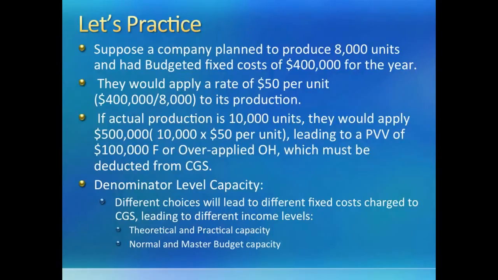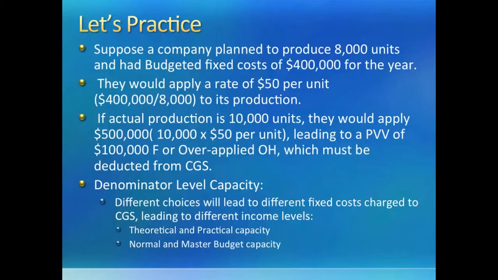Since their fixed cost at the beginning of the year were only 400,000, this is going to lead to a production volume variance of 100,000. Favorable. Why is it favorable? Because your costs were 400,000, but you applied 500,000. In other words, you over applied cost. So you have to subtract that from your cost of goods sold in order to adjust it. Similarly, if you under apply, then you will have to add it to cost of goods sold, leading to a higher or lower cost of goods sold, as the case may be. This brings us to a point of denominator level capacity.